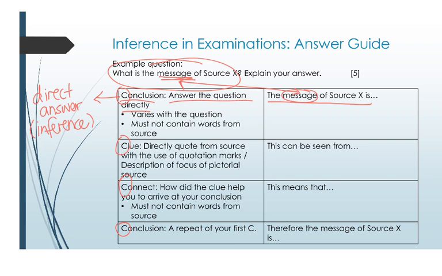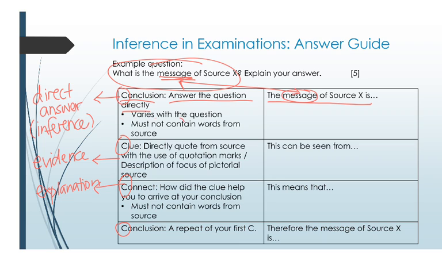The clue is therefore the evidence, which you copy from the source. And C, like I said just now, is your explanation. Sorry if I'm repeating, but there are some things that I need to add on.